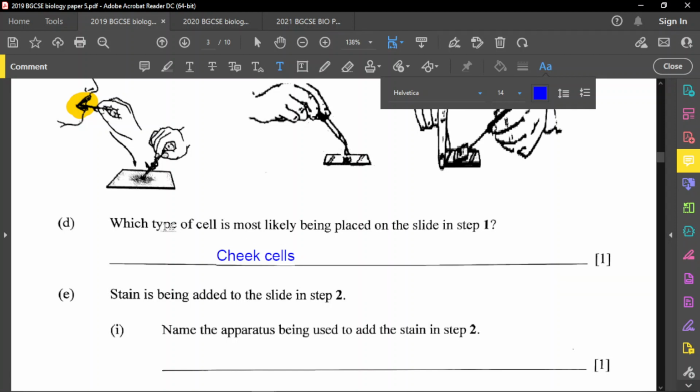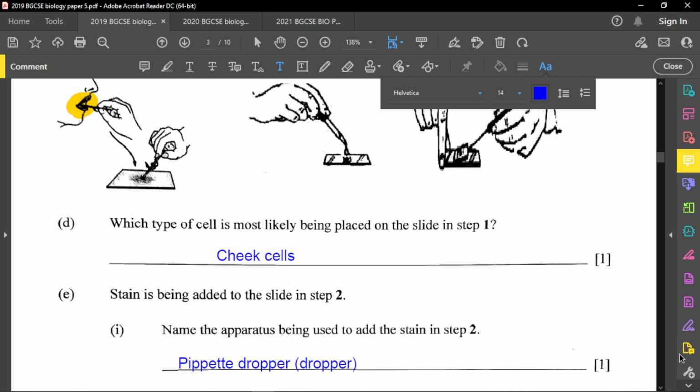All right, the next part says stain is being added to the slide in step 2. There is a named apparatus being used to add the stain in step 2. So what is the name of this apparatus? It's called a dropper, or a pipette dropper. Or you can just say the dropper, whichever one, it doesn't matter. I think they will give you the mark for it. You can just say dropper or pipette dropper. Really doesn't matter, it's the same thing, right?